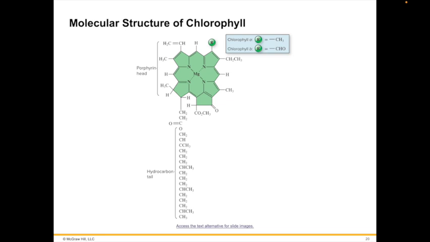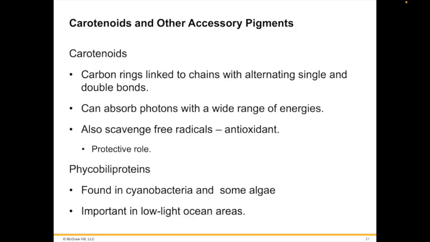Carotenoids consist of carbon rings linked to chains with alternating single and double bonds. They can absorb photons with a wide range of energies, although they are not always highly efficient in transferring this energy. Carotenoids assist photosynthesis by capturing energy from light composed of wavelengths that are not efficiently absorbed by chlorophylls.